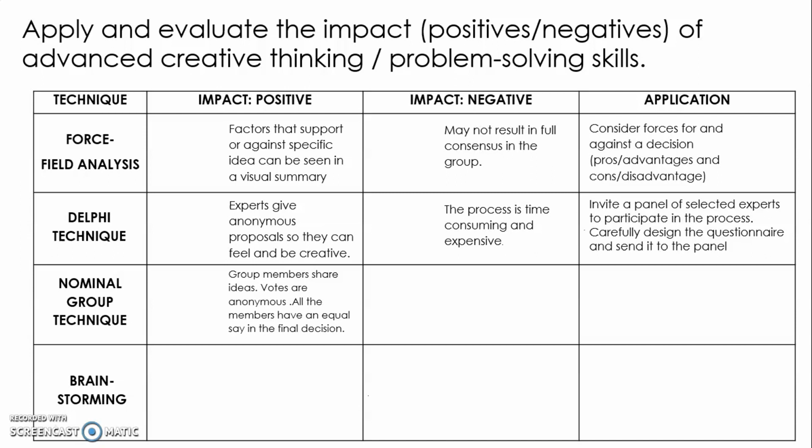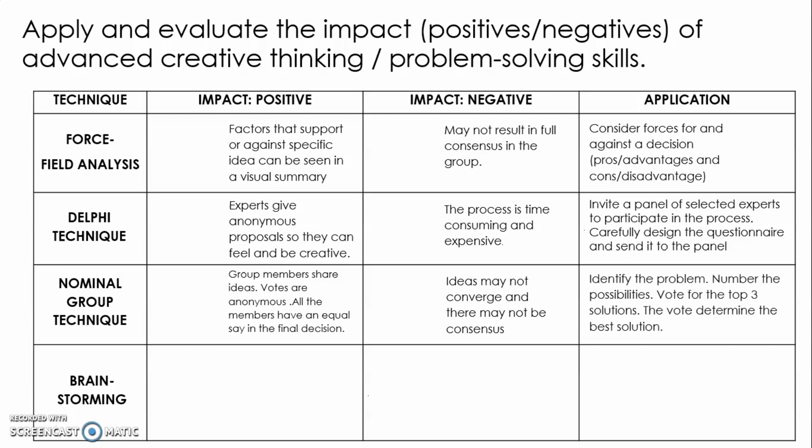A negative of the nominal group technique is that ideas may not converge and there may not be consensus. In other words, agreement. Application to a scenario would be identifying the problem, numbering the possibilities, and voting for the top 3 solutions. The vote then determines the best solution.